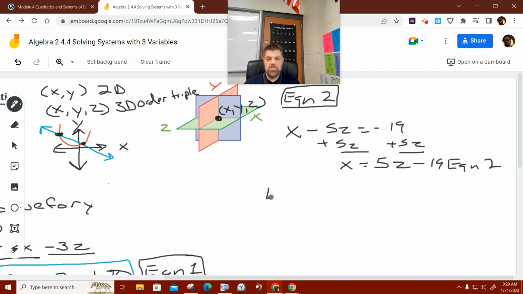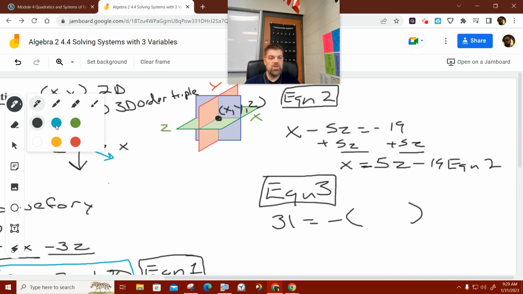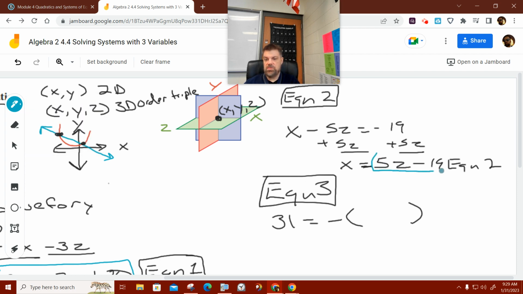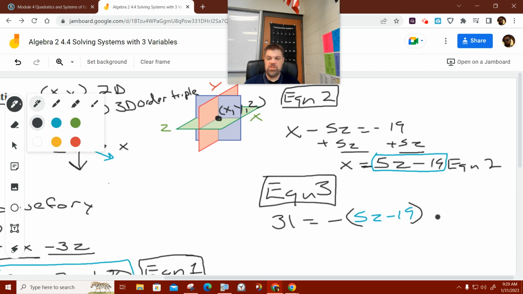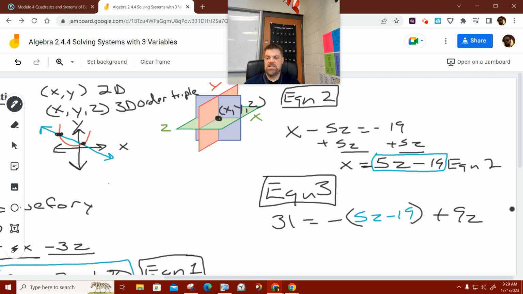So now I'm going to take my new equation 3, which is 31 equals negative x, but guess what I'm going to plug in for x? I'm going to plug in the new equation 2. This is the hard part. You got to slowly, systematically eliminate all the variables. So when I plug this in here, 5z minus 19, and then I got to complete writing the rest of equation 3, which was plus 9z.